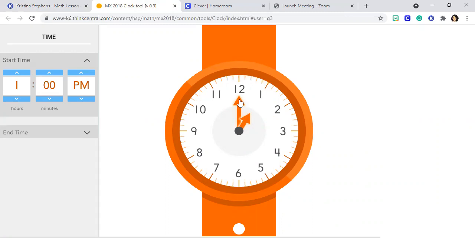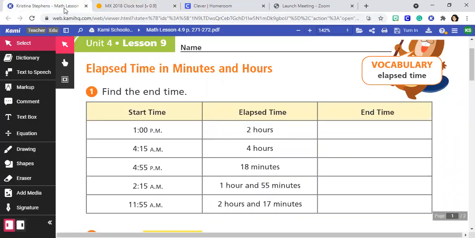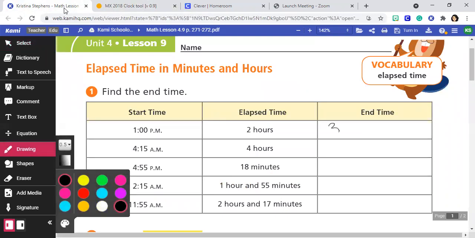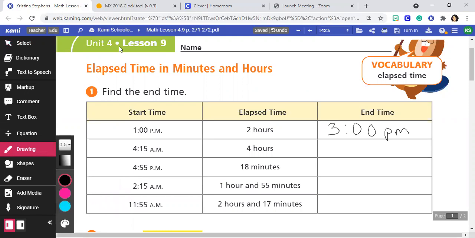And if I go around the clock 2 hours, 1 hour, 2 hours, where's my hour hand now? 2 hours have gone by, so the time is now 3 o'clock p.m. And we are using the p.m. today. So 3, and then we've got those 2 little dots, 3 o'clock p.m. Okay.